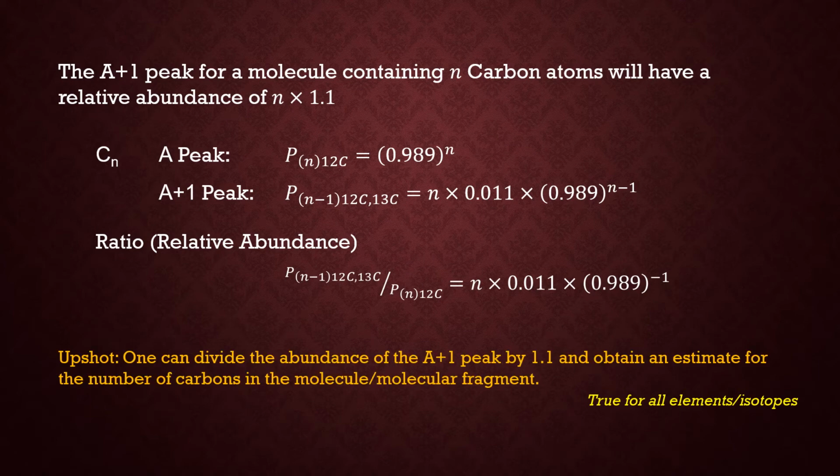So the upshot of this is, if I have a carbon-based molecule with a polyatomic number of carbons in the skeleton, if I divide the A+1 peak abundance by 1.1, I can get an estimate of the number of carbons in the molecule. And I could repeat this process and analysis for the A+2s of oxygen and the A+1 of nitrogen as well. So I can use the A+1s and A+2s, divide by the isotopic abundance of the individual element, and essentially count by division.